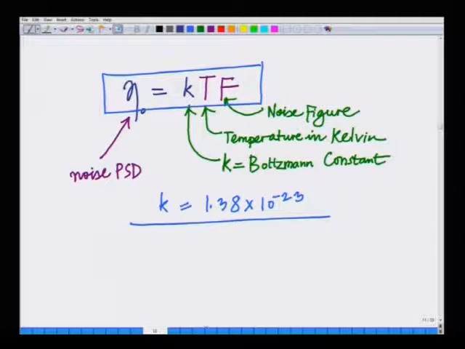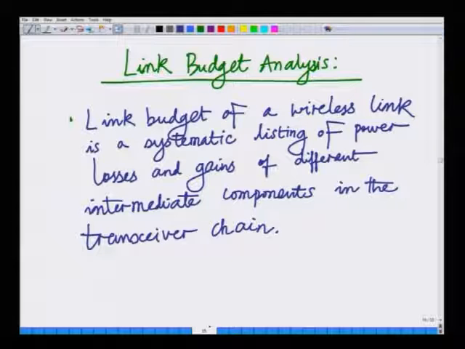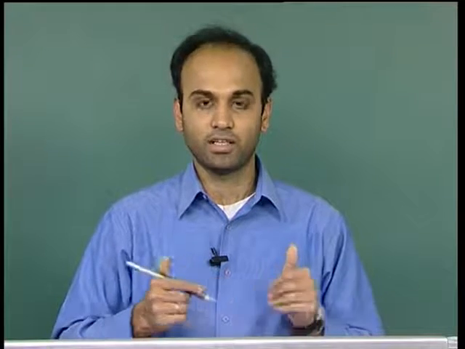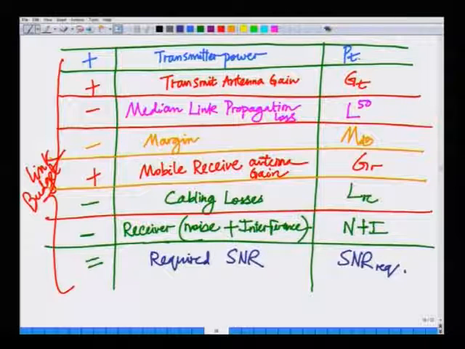And then we moved on to a link budget analysis, which is essentially putting all these factors together. A link budget is nothing but a systematic listing of the losses and gains in this wireless communication system, which can be listed as follows. That is, the transmit power PT plus transmit gain GT minus the path loss L50 minus the margin M dB plus mobile receive antenna gain GR minus cabling losses LRC minus receiver noise plus interference N plus I, which is equal to the required SNR. So, what it says is transmitted power plus all the gains minus all the losses is equal to the received power or the received SNR.